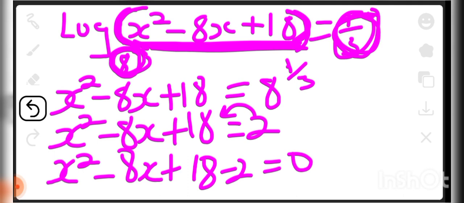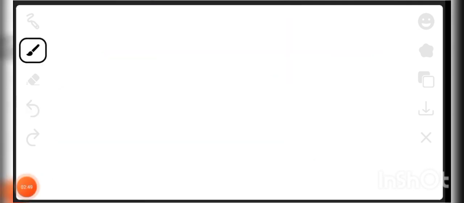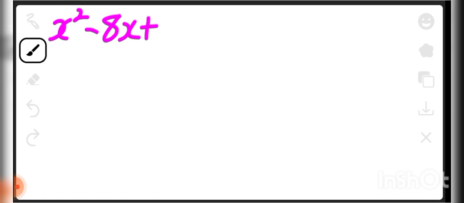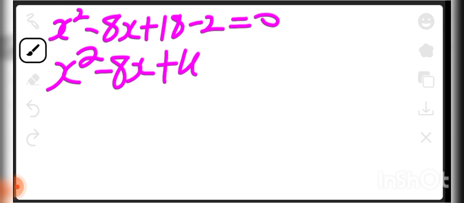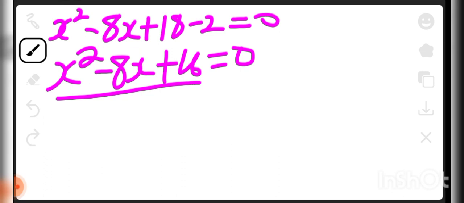Now, what am I going to do? Let me clean the board first. So remember, we're having s squared minus 8x plus 18 minus 2 is equal to 0. So next, we are going to have s squared minus 8x plus 18 minus 2, which is 16, is equal to 0. So next, let's solve this quadratic equation now to see what we're going to have.